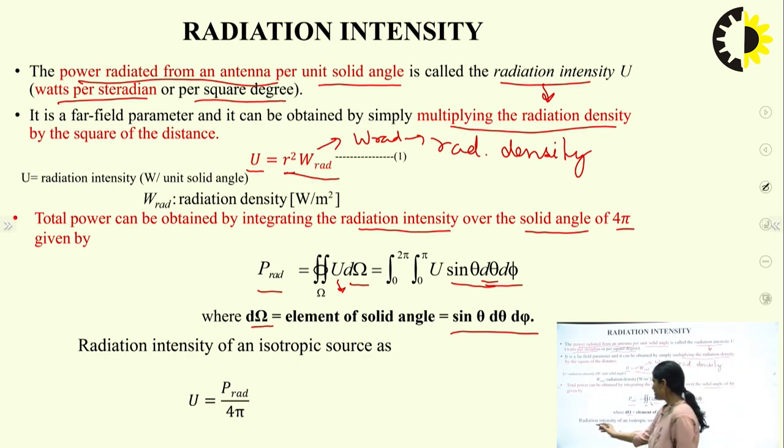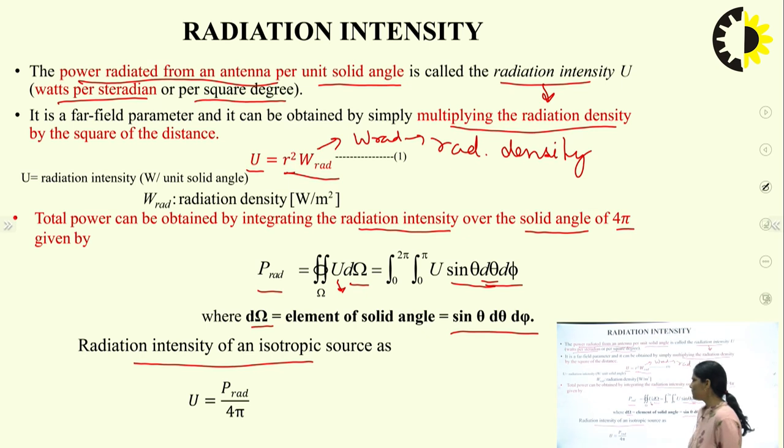Now, radiation intensity of an isotropic source. Isotropic source means radiation in all directions is the same. So, the radiation intensity for an isotropic source is U equal to P rad upon 4 pi.